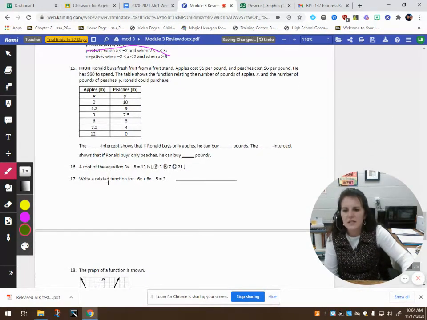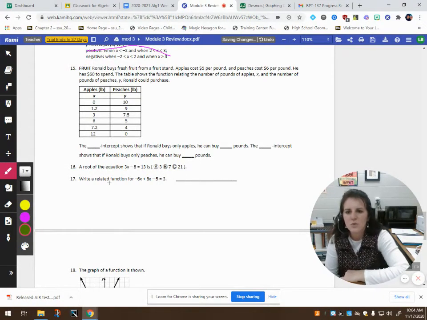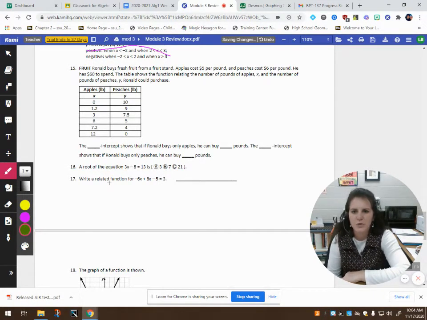Number 15. Fruit. It says Ronald buys fresh fruit from a fruit stand. Apples cost $5 per pound, peaches cost $6 per pound, and he has $60 to spend. The table shows the function relating the number of pounds of apples, X, and the number of pounds of peaches, Y, that Ronald could purchase.